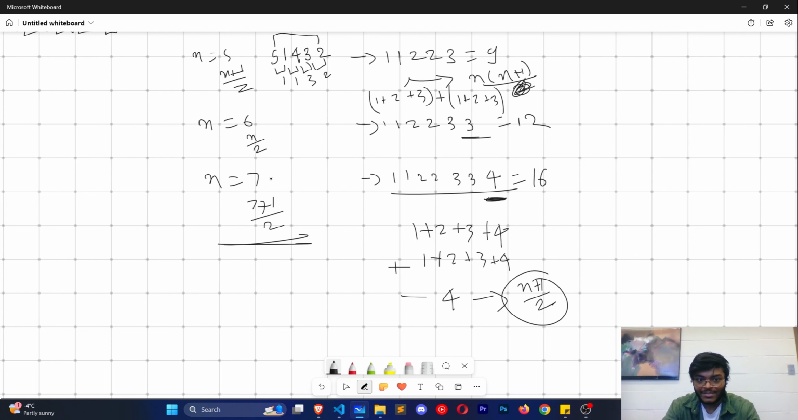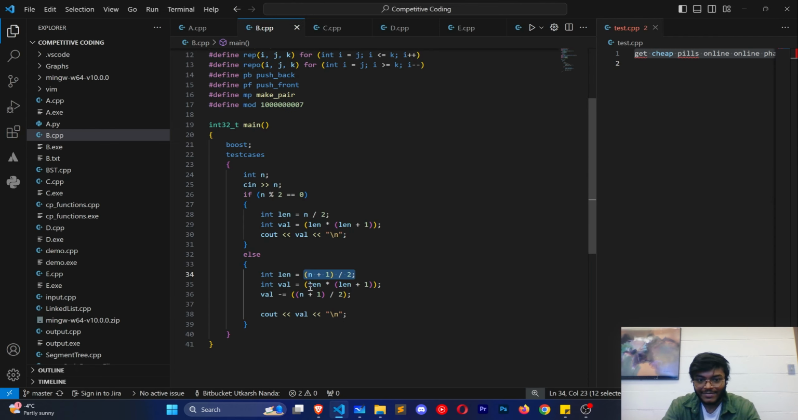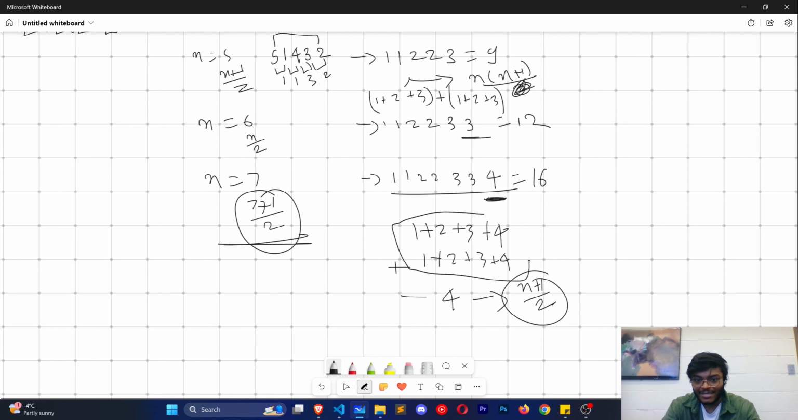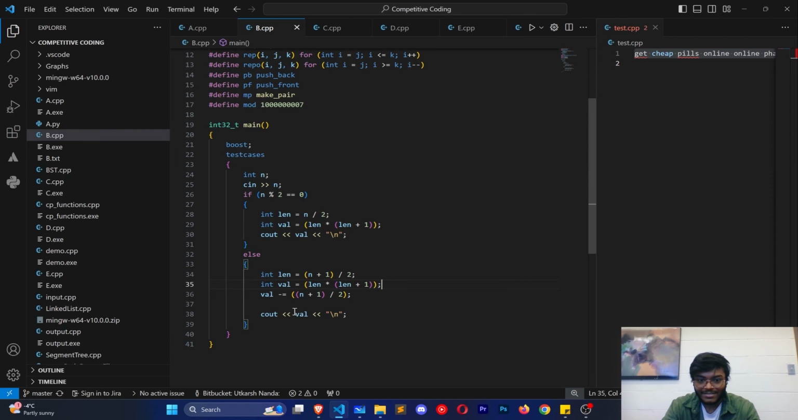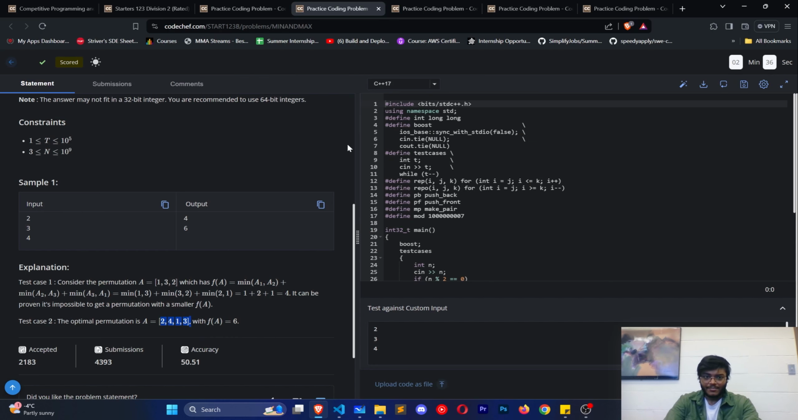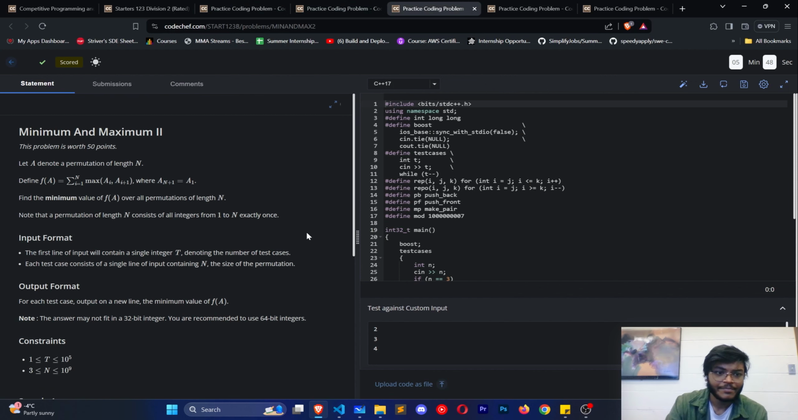If it is odd, n plus 1 by 2. And then we say length into length plus 1. So this is basically this. And then we subtract the length, and then we subtract the length n plus 1 by 2. So that is our output. Okay, let's go to the third problem.